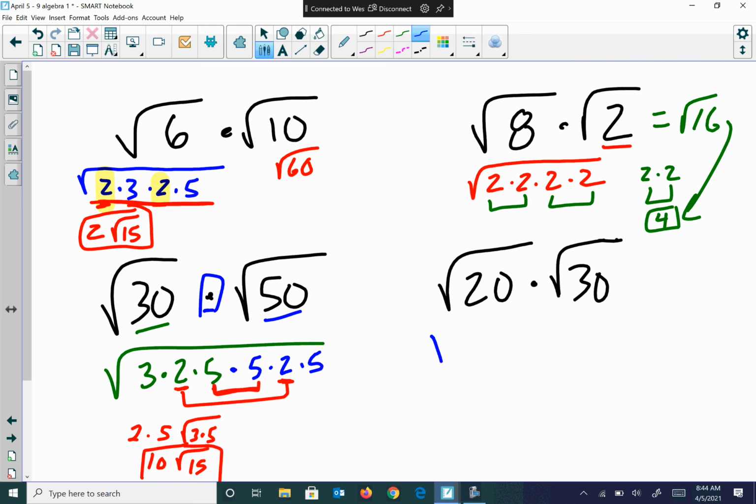I'm going to put this. Talk to me about this. Break this down for me. Tell me. Go ahead, Philip. 5 times 4. And I can't break 5 down anymore, but can I break 4 down? 2 and 2. Do you agree? 2 times 2 is 4. 4 times 5 is 20. Agree?